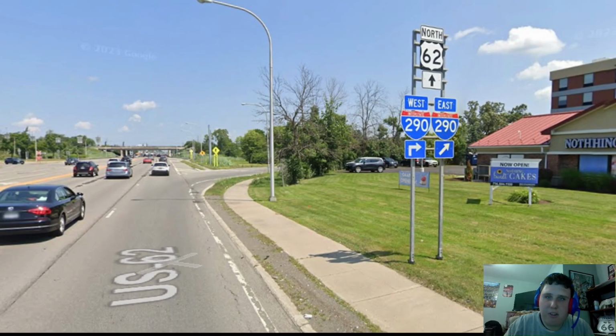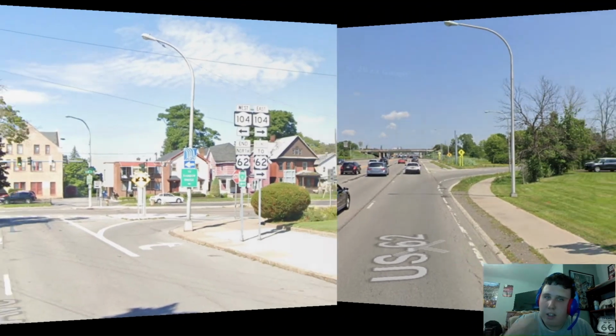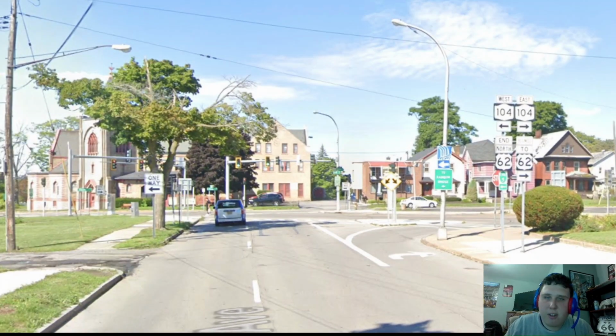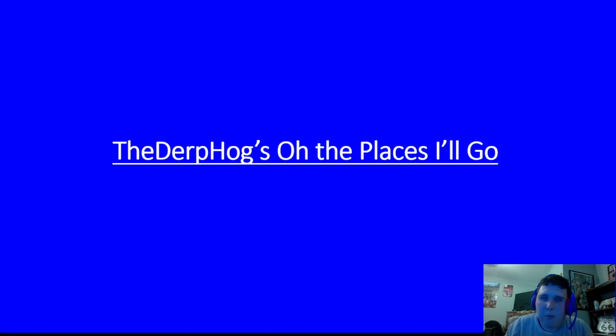Here we meet Interstate 290 just south of Niagara Falls, and 62 is going to continue north towards Niagara Falls. And once we get into Niagara Falls, we get a nice little US 62 sign at a junction here with New York Highway 104. With that, we end US 62 and move on to the places I'll go.